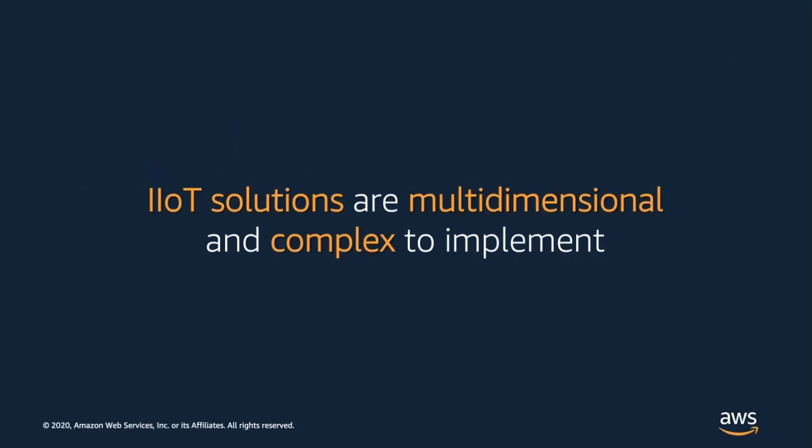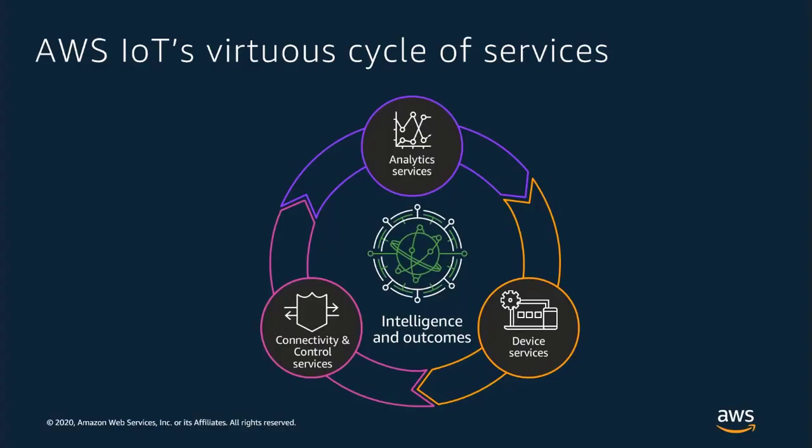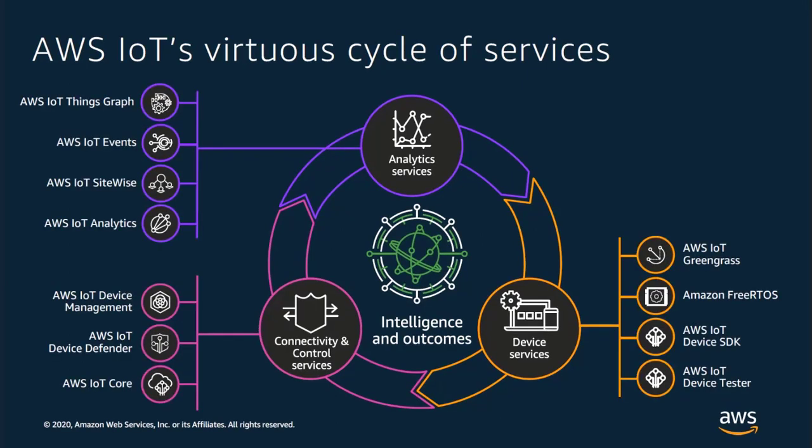But IoT solutions are multidimensional and complex to implement. AWS IoT services help you to manage that complexity. While building an IoT solution, usually three questions come to mind. How can I connect my devices and operate at the edge? And that's device services. How can I control, manage, and secure my devices? And that's control services. And then how do I extract value from my data? And that's AWS IoT Analytics services.